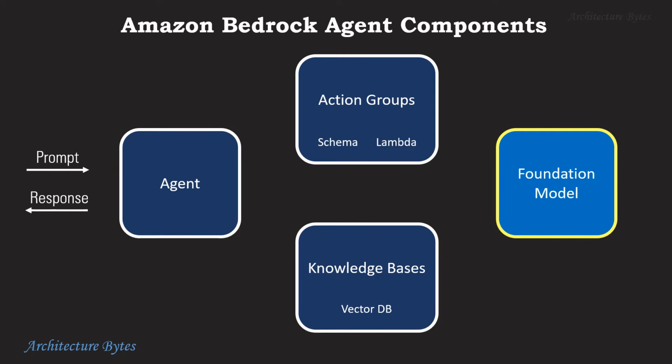The model is invoked to understand user requests. Action groups define the actions that can be taken. They are defined by an open API schema and a Lambda function. Knowledge base contains data that can be queried for additional context to augment the generation of responses. The data is stored in a vector database, and the agent orchestrates all of this.